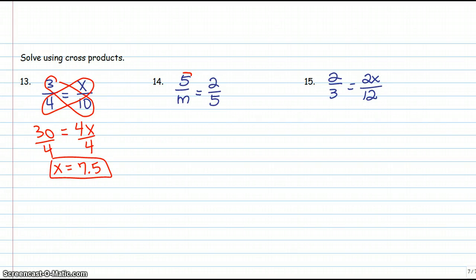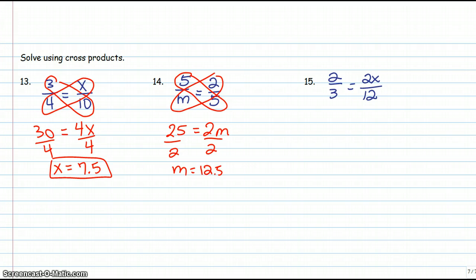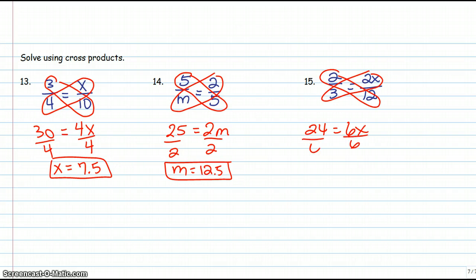Alright, on number 14, 5 times 5 is 25, and it has to equal 2 times m, 2m, divide by 2. So m is going to equal 12.5. And the last one, 2 times 12 is 24. 3 times 2x is 6x. Divide by 6. x has to equal 4.